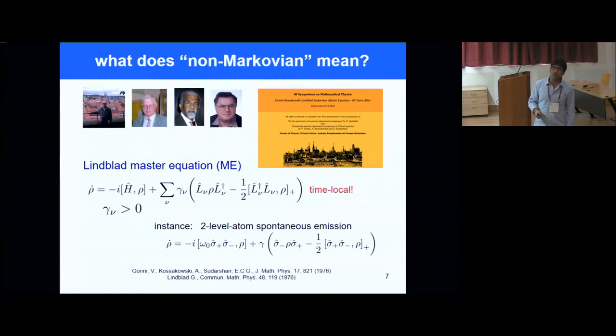So the Lindblad master equation is time local, as you know, and it features a Hamiltonian part describing the unitary part of the dynamics, and then there is a non-unitary part featuring these jump operators and associated rates. Let me stress that these rates must be positive. What is probably the most well-known instance of the Lindblad master equation is the familiar spontaneous emission of a two-level atom in free space, where you see that only one rate appears here and only one jump operator.